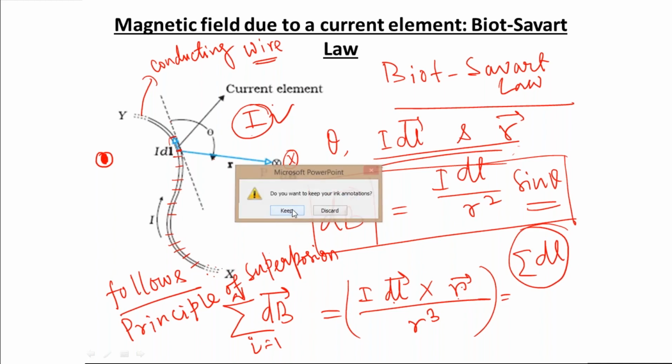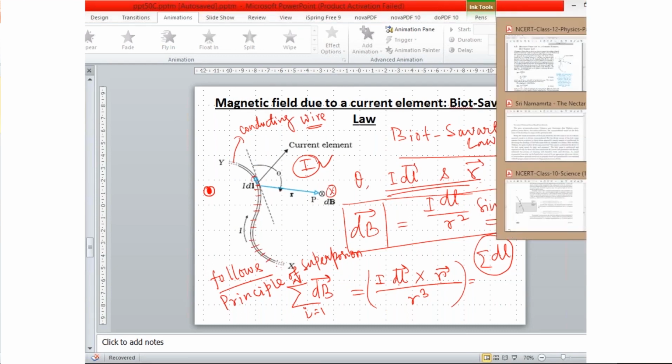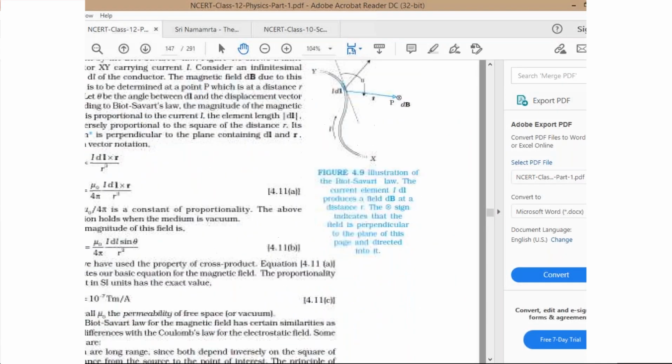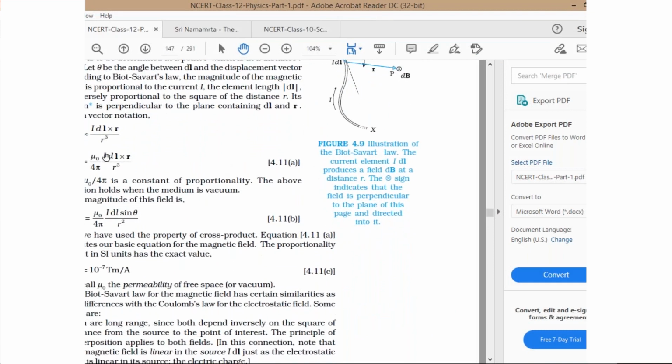So now we will look in your book, we will see there are few similarities and dissimilarities between this Biot-Savart's law and the Coulomb's law, which we have already learnt in our previous section, okay.